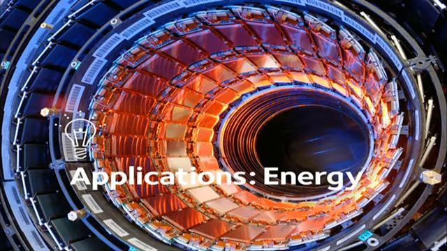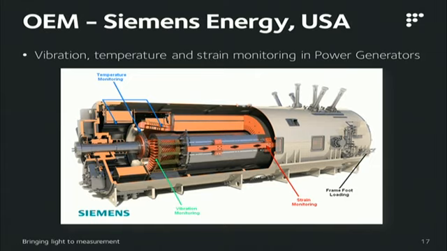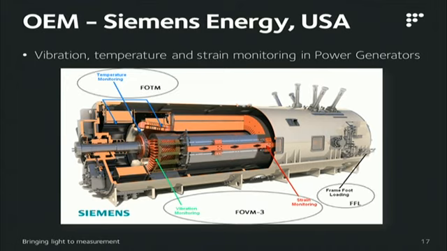In energy, our activity has been essentially focused on Siemens. We have many projects with Siemens in both Europe and US, but particularly in US, we started a long time ago a collaboration for the development of vibration, temperature, and strain monitoring systems for power generators. So power generators need a lot of sensors, and we are working on systems for monitoring temperature, vibration and strain, and also to monitor the balance of the power generator.